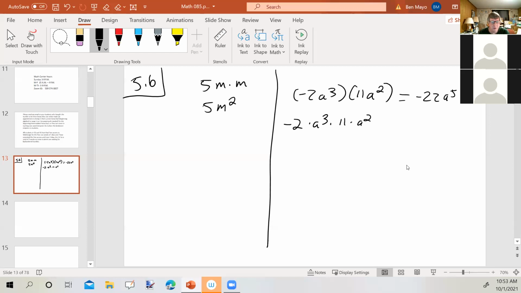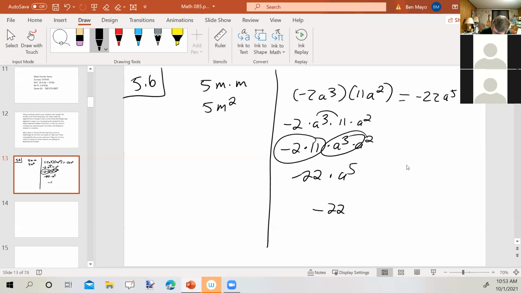Recall that multiplication is commutative, so I could commute those two terms if I wanted to. And then I could multiply the constants together and multiply the powers of a together to get negative 22a to the fifth power. Recall, when you're multiplying two powers with the same base, you add the exponents. Any questions about that situation?